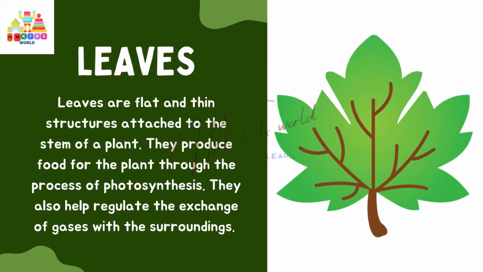Leaves. Leaves are flat and thin structures attached to the stem of a plant. They produce food for the plant through the process of photosynthesis. They also help regulate the exchange of gases with the surroundings.